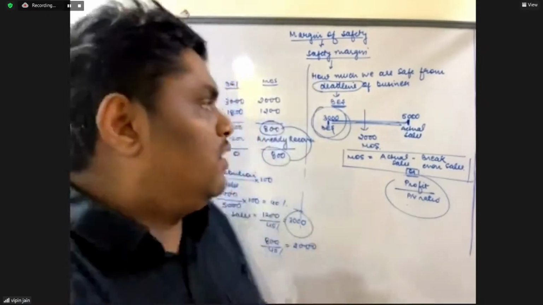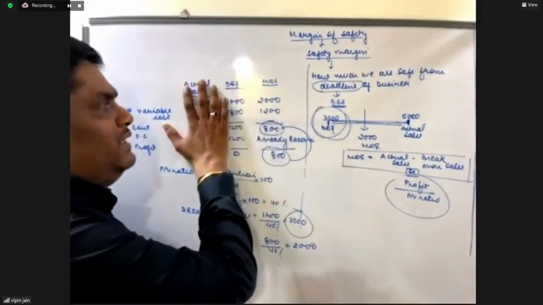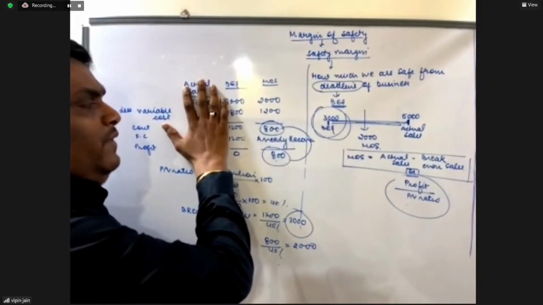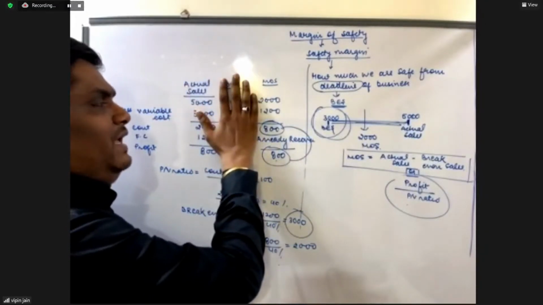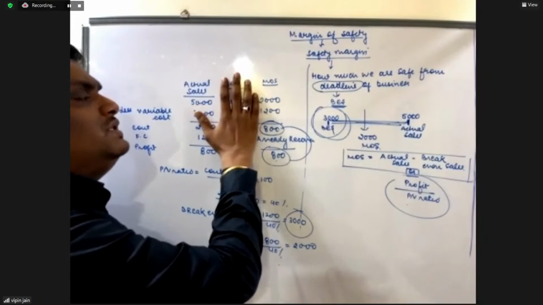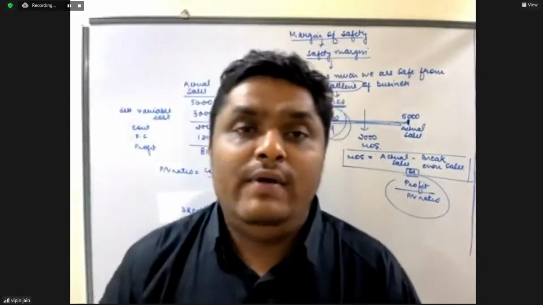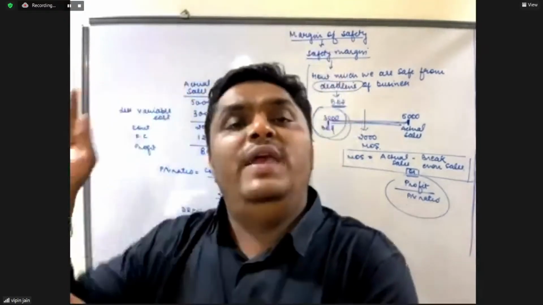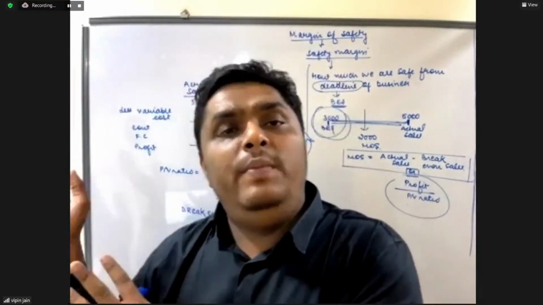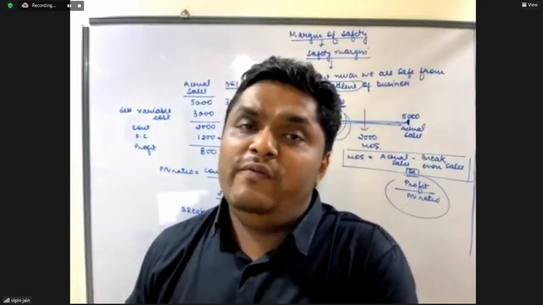See, Bhumika, the concept is very simple. This is my total sales. The sales where we are able to recover our total cost is my break-even sales. So once the total cost is recovered, the extra sales we are making over and above break-even sales will be giving profit.